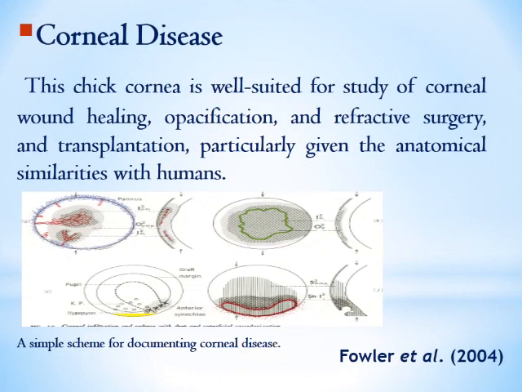Firstly, corneal disease is a serious condition that can cause clouding, distortion, scarring and eventually blindness, and the chick cornea is well studied for the study of corneal wounding, healing, ossification, refractive surgery and transplantation, particularly given the anatomical similarities with humans. This figure shows the corneal disease.